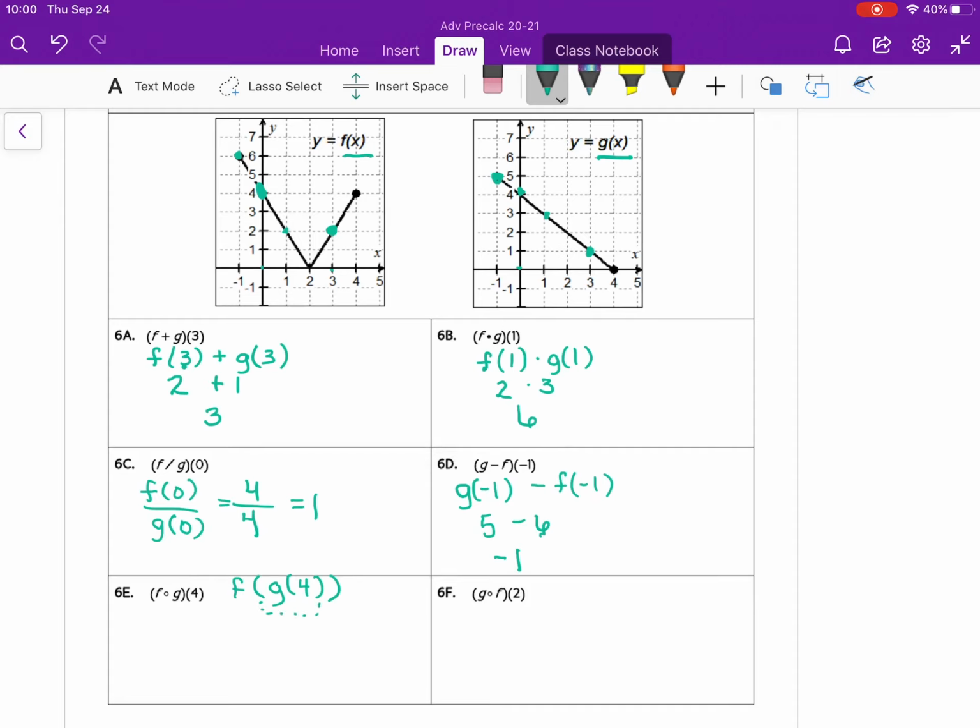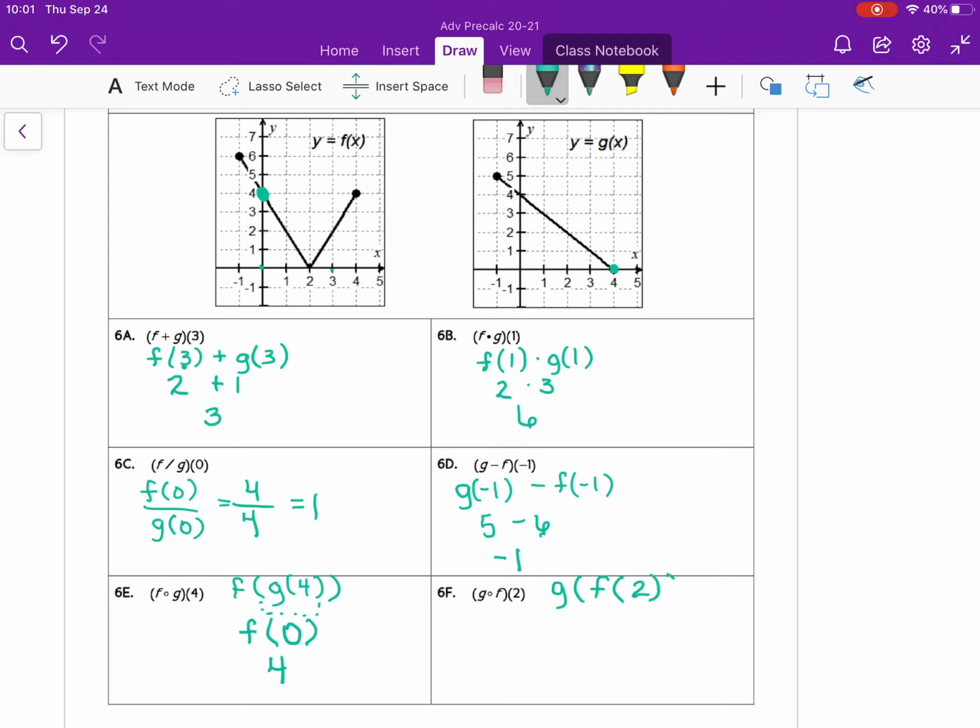All right. This time I'm going to go with the inside, so I can only do one at a time. G of 4. So let me erase all of the marks I've made on my graph so far. All right. G of 4. So when the x value in g is 4, the y value is 0. Now go over to the f function. And when the x value in f is 0, what is the y value? And the y value is 4.